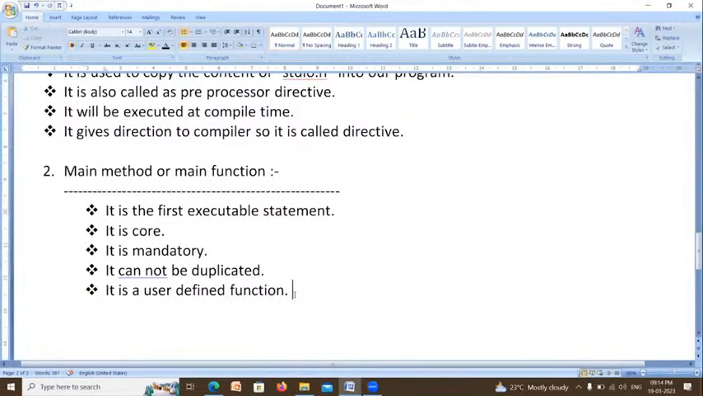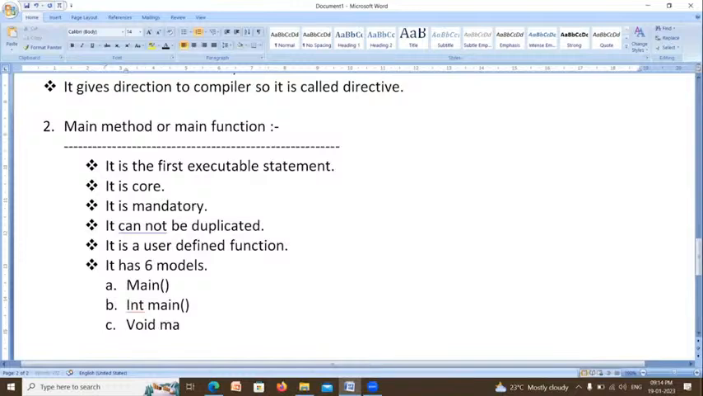We can write the main function in 6 models. The first model is you can write main. Or you can write int main also. Or you can write void main also.